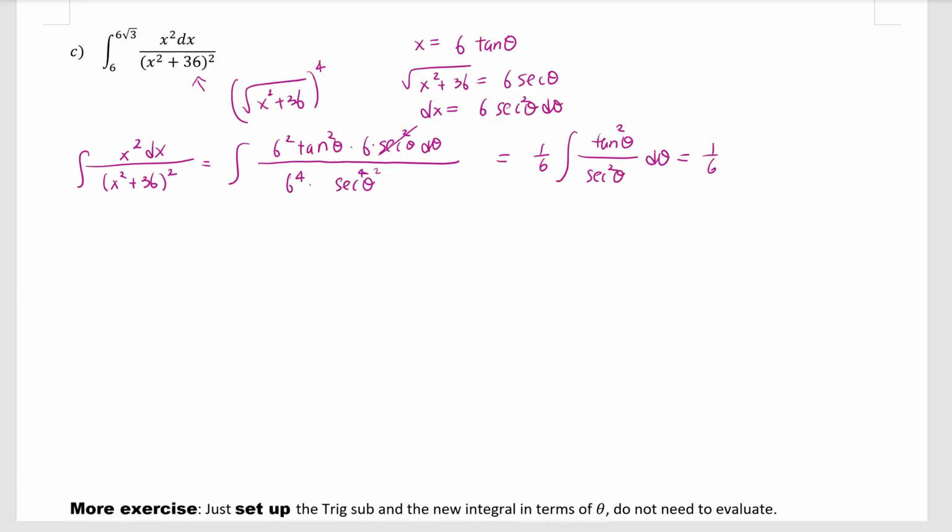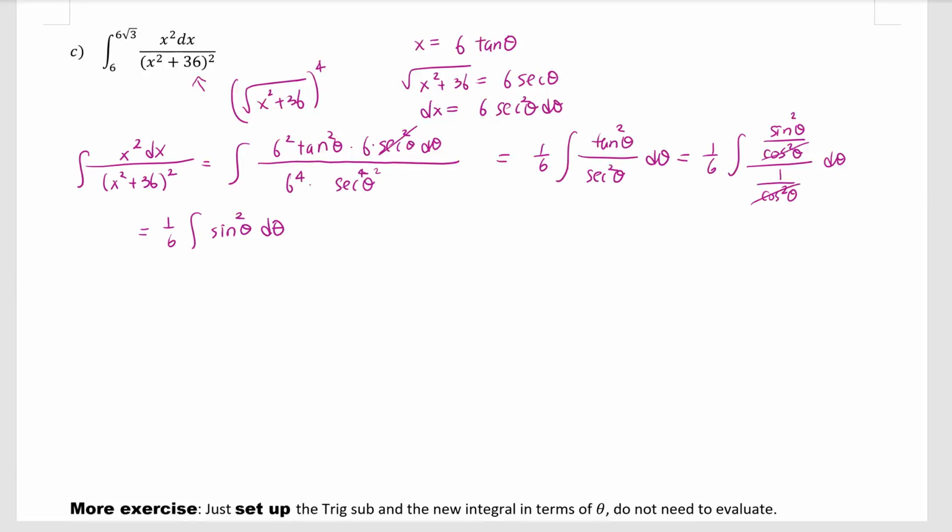All right, what is that? You know, tangent is sine over cosine, right? Secant is 1 over cosine. You see, this is actually 1 over 6 integral of sine squared. So far, so good, everybody?